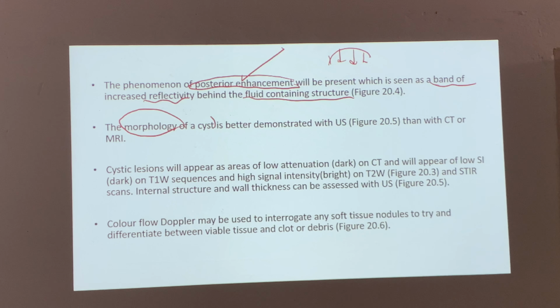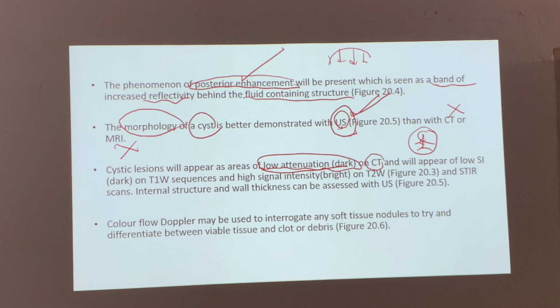Morphology of a cyst is better demonstrated by ultrasound. So when you find a cystic lesion, whether you want to go for ultrasound, CT scan or MRI, you should tell the examiner that you want to go for ultrasound for a cyst. Don't go for CT or MRI, not needed. In CT, the cystic lesion shows areas of low attenuation. Normally the thyroid gland looks bright, but a cystic lesion is a low attenuating lesion.